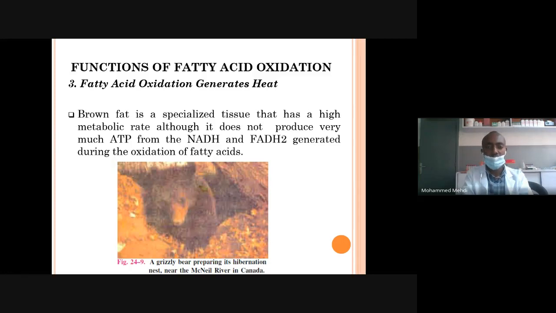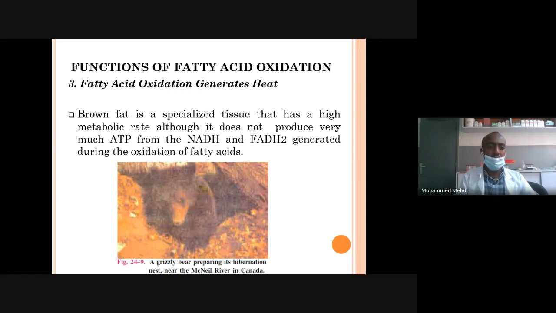There are 2 types of adipose tissue. One of them, the white adipose tissue, will be used for storage of lipids or fats. The brown one, the brown adipose tissue, will be used for thermogenesis, for heat generation for those hibernating animals. How does thermogenesis occur? I hope yesterday you learned it in the electron transport chain.